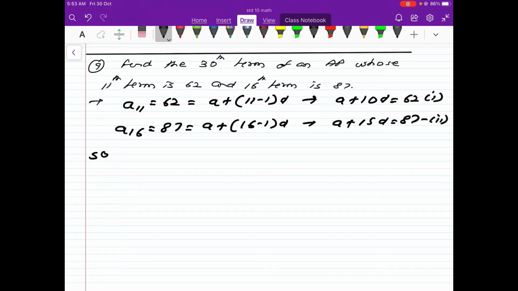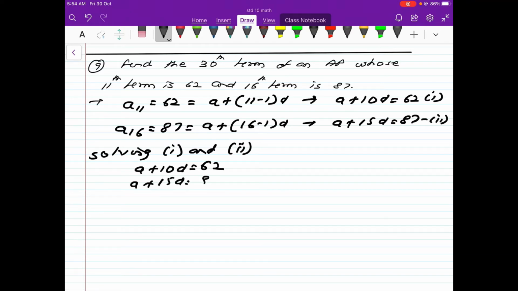So first we will solve this, solving 1 and 2. So what do we get? a plus 10d is equal to 62. a plus 15d is equal to 87.